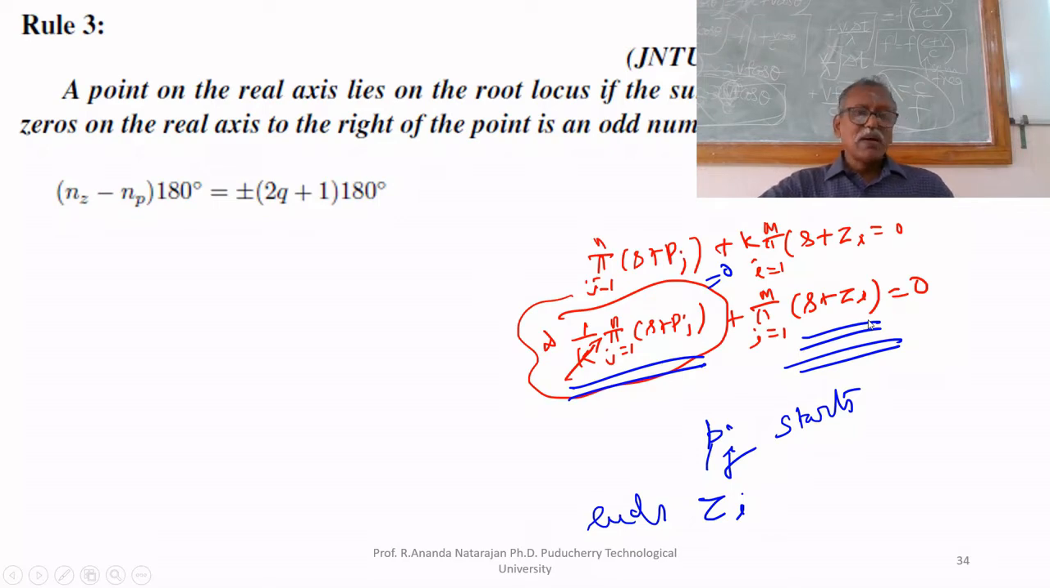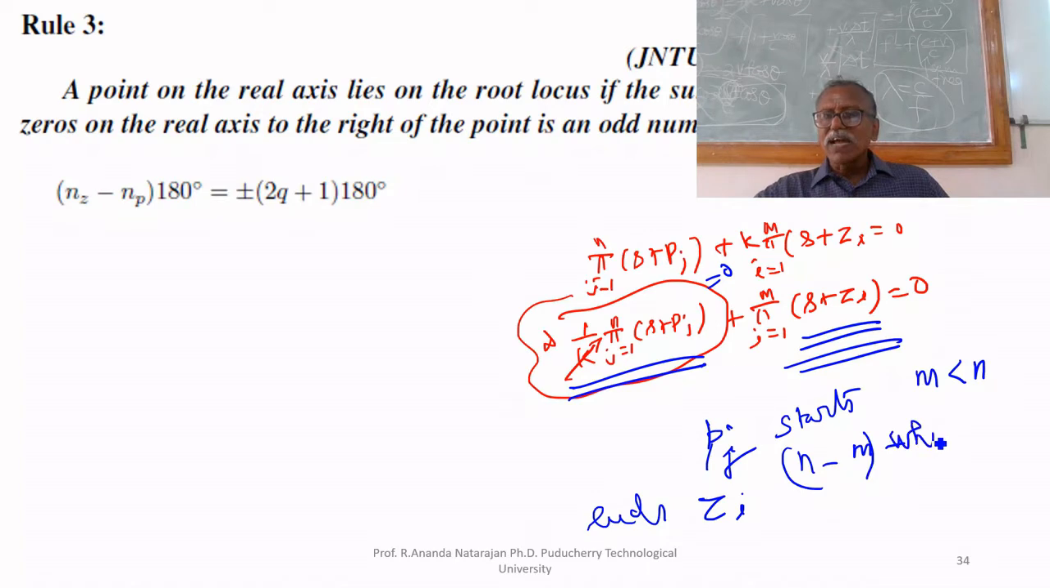That we know. But we know that m is always less than n. n is the degree of the denominator polynomial, and m is the degree of the numerator polynomial. Therefore, how many root locus branches will not end at zeros? n minus m branches. Only m branches will end at zeros. Where will the n minus m branches end?